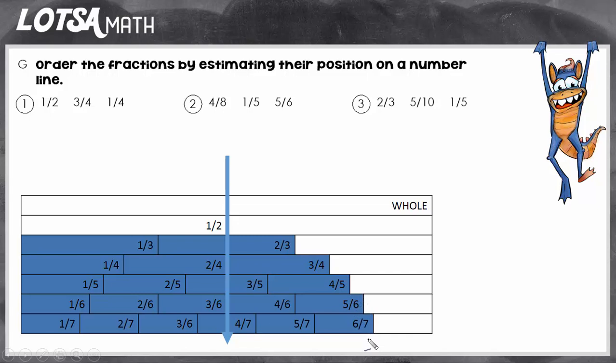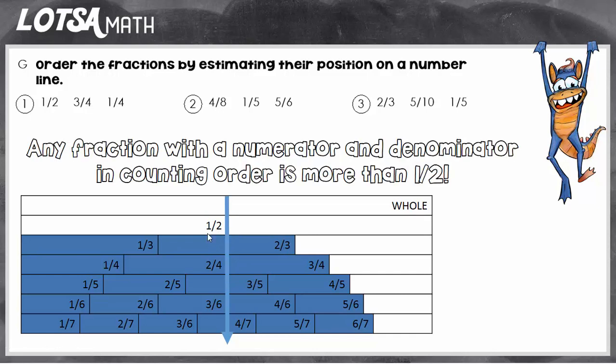In fact, the higher the numbers in counting order, the closer to being a whole it is. So if you had 99/100ths, it would be even closer to the whole. The only one is the 1/2 that's a rule breaker. It's in counting order, but it's exactly 1/2. So the rule is any fraction with a numerator and denominator in counting order is more than a half.